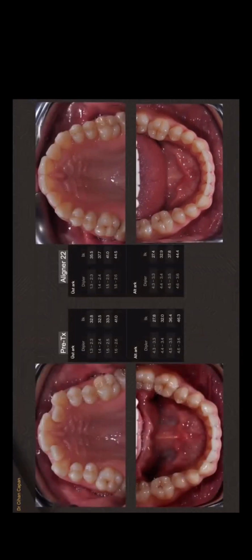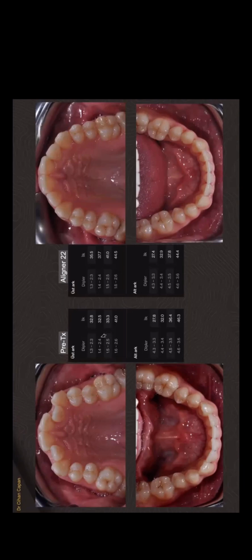So again, let's look at the numbers. We scanned at pre-treatment, and as you know, when we ask for additional aligners, we have to scan the patient again. So when the second ClinCheck comes, we can compare how much expansion we actually achieved. Let's look at the canines. It was 32.8 at the beginning, and when the initial aligners finished, it was 35.5. We expanded, nice.